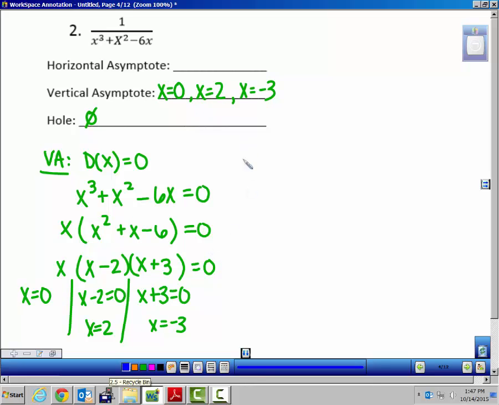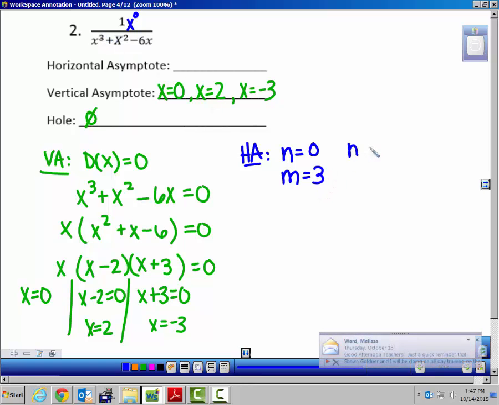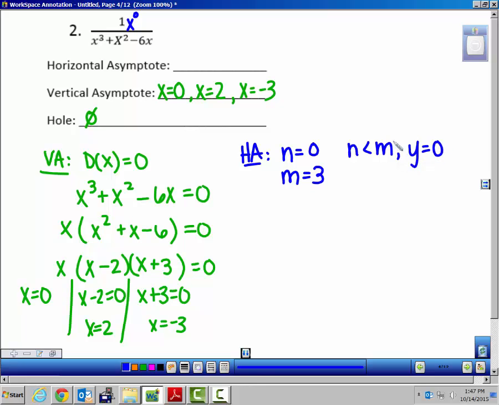Okay, and then for horizontal asymptotes, compare n and m. Since there is no x term in my numerator, it's like x to the 0 power, because anything to the 0 power is just 1. So my n, my degree, is 0, and m, the highest exponent there, is a 3. So n is definitely less than m, and if you look on your step sheet or you have it memorized, when n is less than m, y equals 0 is your horizontal asymptote.